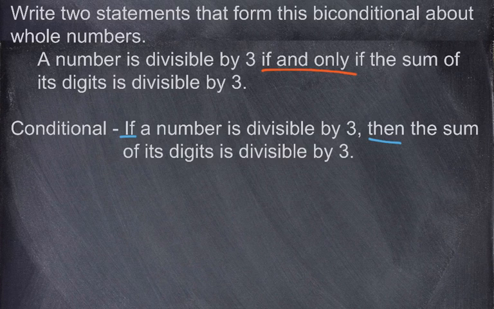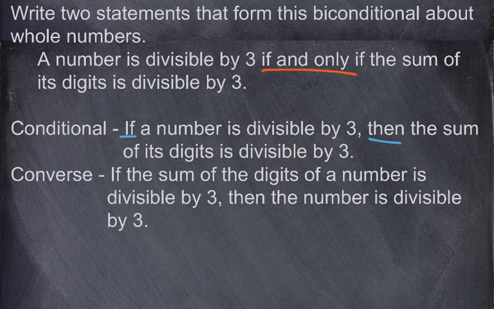Now it says write two statements. So we have to write the conditional and the converse of that conditional. So here's what the converse would look like. If the sum of the digits of a number is divisible by 3, then the number is divisible by 3. Now again, we switch the hypothesis and conclusion. Now you may look at this and wonder why the converse is actually longer than the conditional for just switching the hypothesis and conclusion. But remember that we have to make sure our sentence makes sense. What are we actually talking about? If the sum of the digits of what?